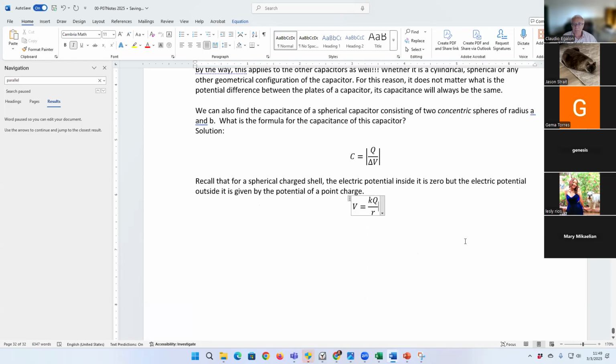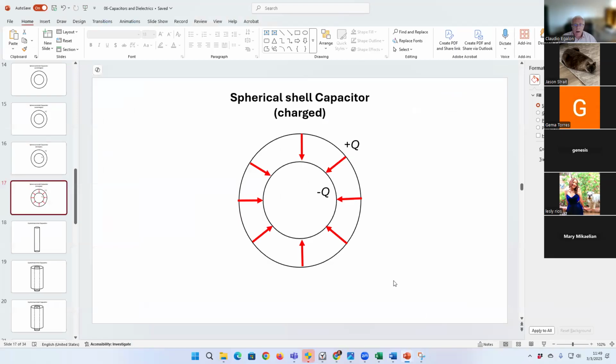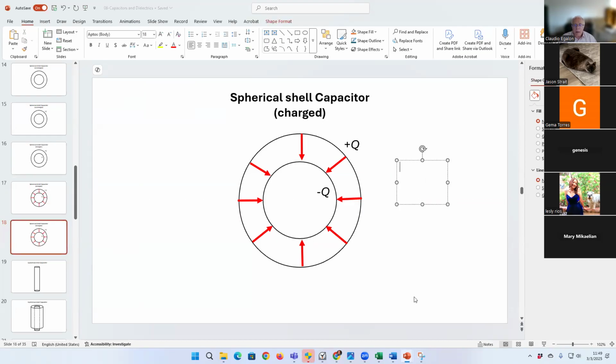KQ over R. For the inner capacitor, for the inner shell, I'm going to put V sub A. It's going to be KQ over R as well. And also for the other one, it's going to be the same. Okay, so here you go. Let me make an illustration here. Right at the surface, right at this inner surface, the electric potential is going to be, let's see here.